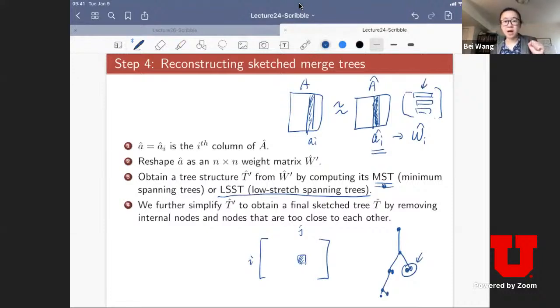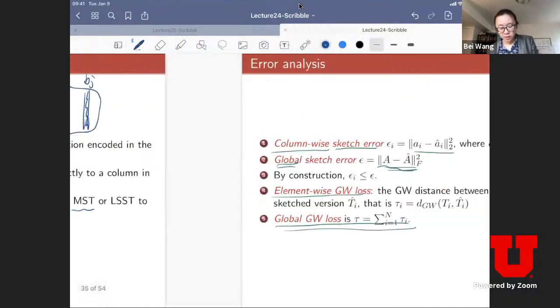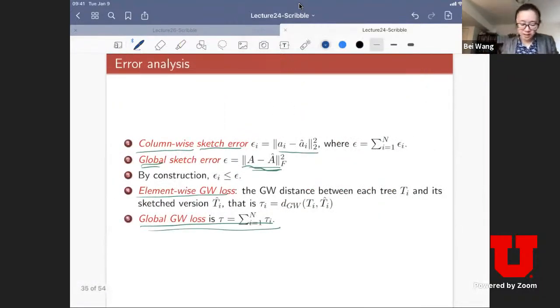Just to keep in mind here, you also have various choices of how you convert a particular pairwise distance matrix, which is A hat, back into a tree structure. You can use different variants of spanning tree. All right, so now you've seen this.